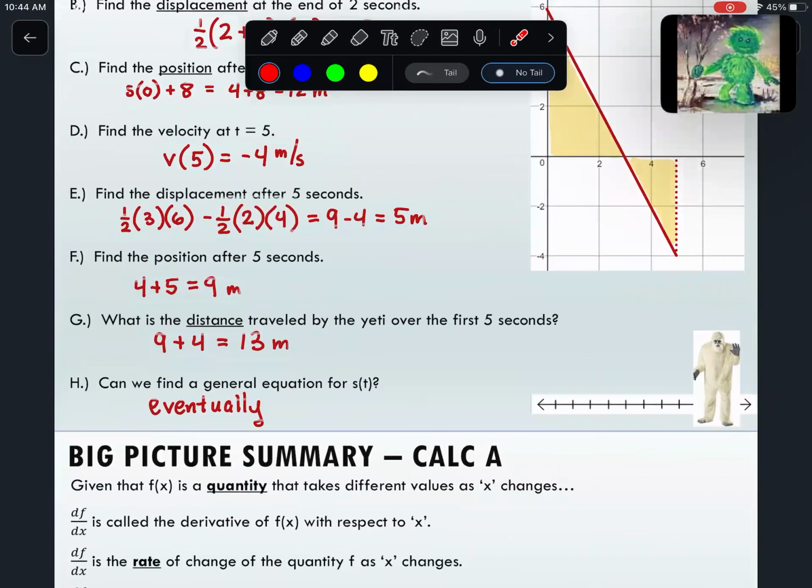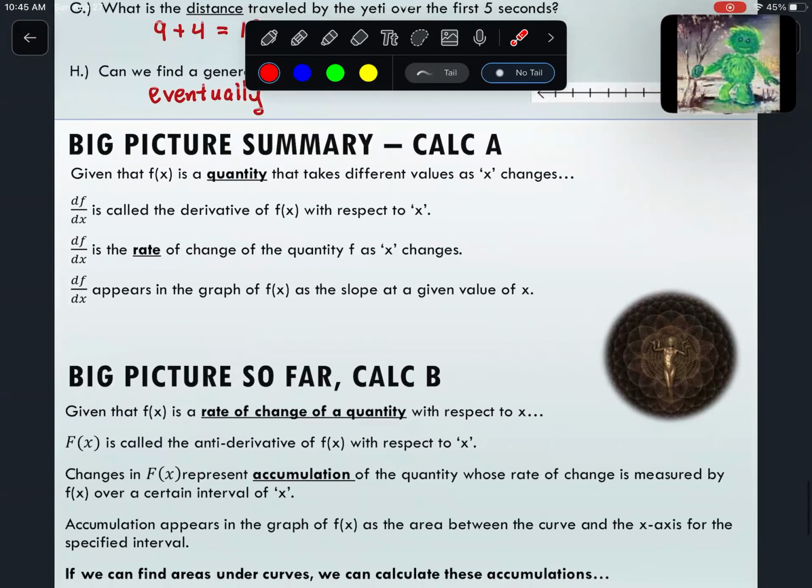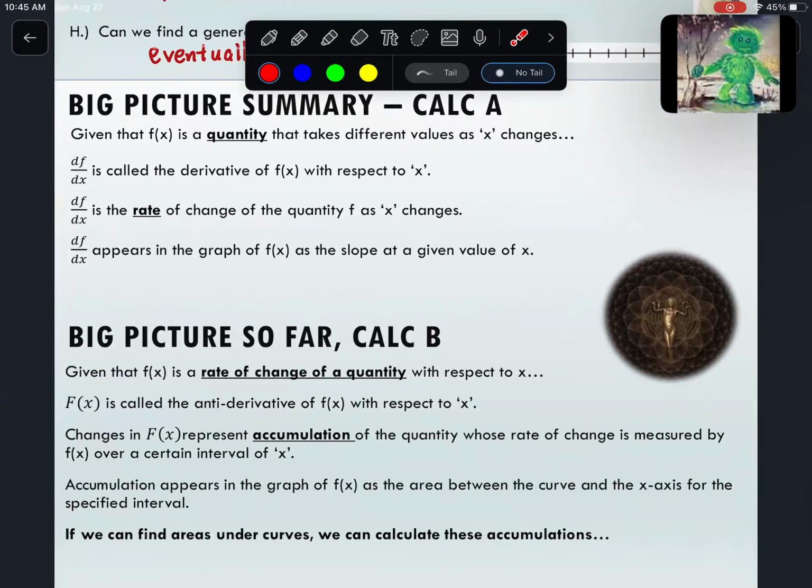I'm hoping it's becoming clear why we are so interested in areas under curves. We saw that in lesson 0. Now in lesson 1, we're learning that these areas correspond to changes in an antiderivative. So let's summarize what we know on the next page. I'm starting with the summary of Calc A. If f of x is a quantity, df dx is derivative rate of change. It shows up in the graph as slopes of the original f. That was all Calc A stuff.